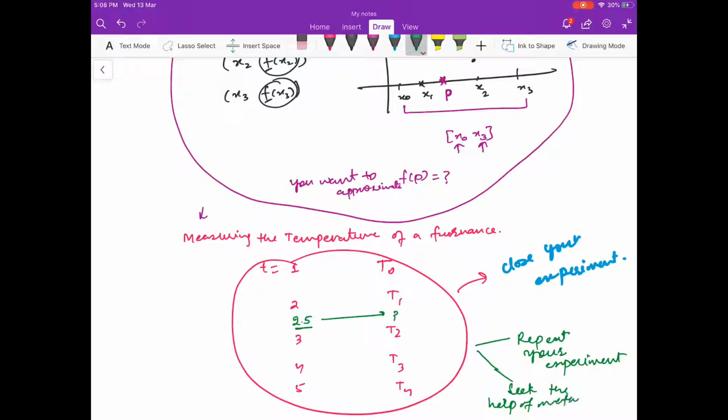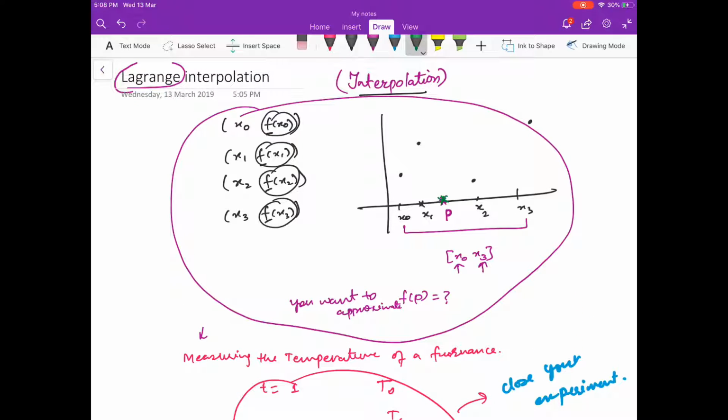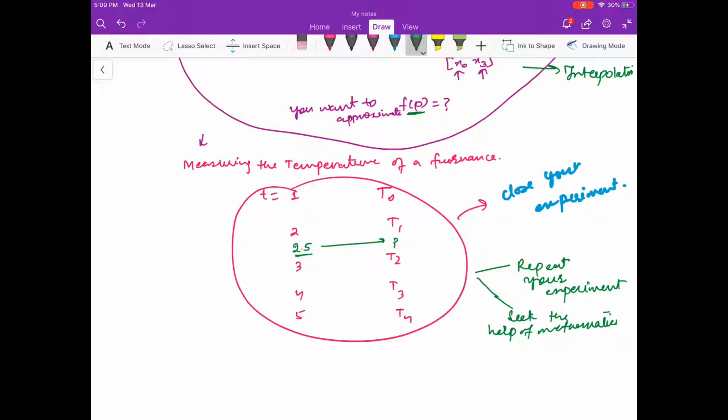So what mathematics will do, basically this process I told you, that somewhere in between you can compute the value of f of p, is called interpolation. Why interpolation? Inter means somewhere in between your data points. So p cannot be here. If you take p here, you cannot interpolate at this point. The point should be inside somewhere. So you can seek the help of mathematics; basically you can use interpolation.